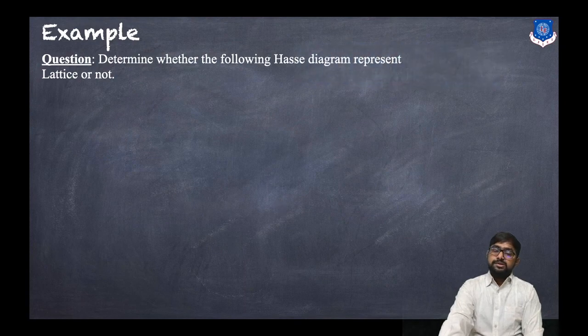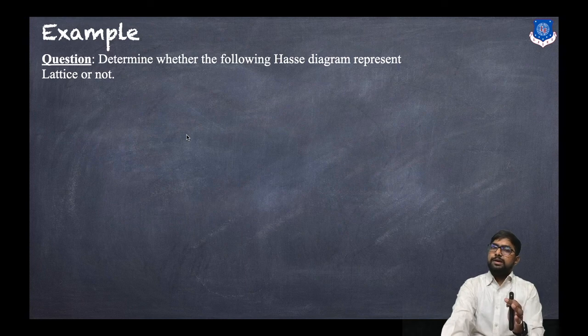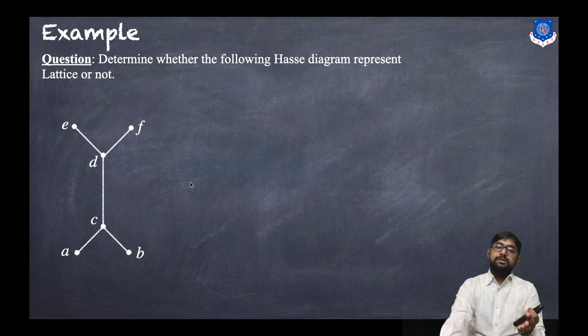The question is, determine whether the following Hasse diagram represents a lattice or not. In the previous session we already discussed two or three examples of a lattice, and they were lattices. Now in this example, it won't be a lattice. I'm giving you the answer, it won't be a lattice. So this is the Hasse diagram. First we'll create a LUB table as well as a GLB table.